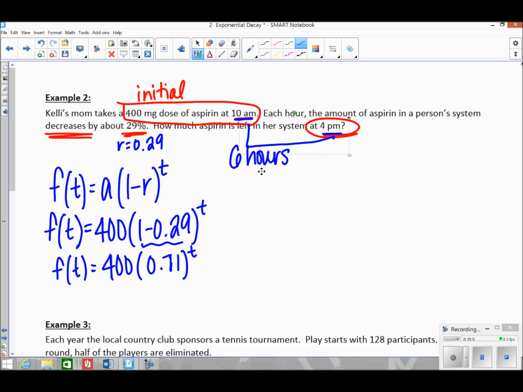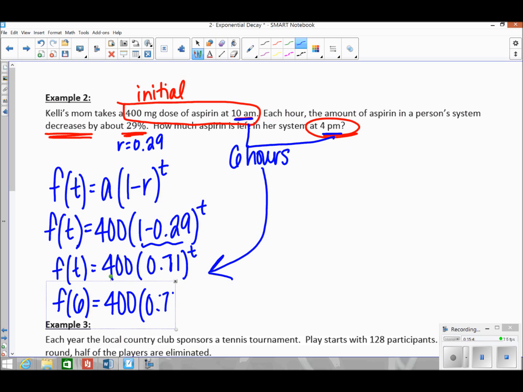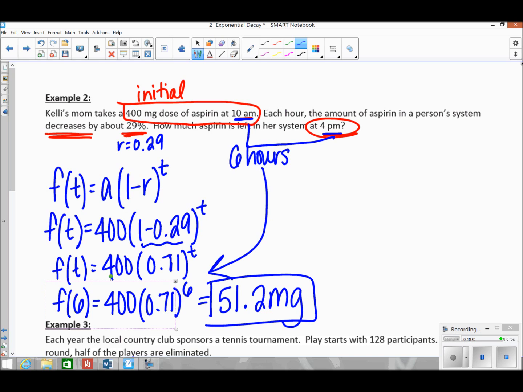And then let's actually go ahead and plug in this 6 hours. So we're trying to find how much is left after 6 hours, so the time is 6. So I end up with 51.2 milligrams. And it doesn't say what to round to, so I'm just going to do one decimal place for this. So 51.2 milligrams is what's approximately left in our system after 6 hours.